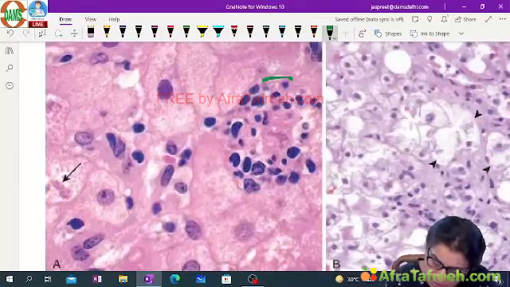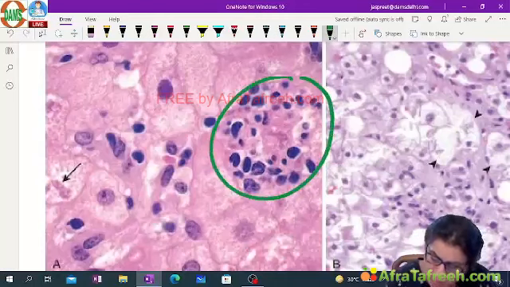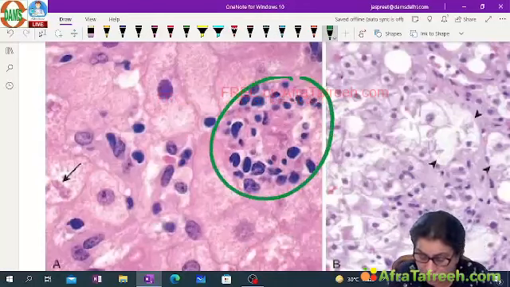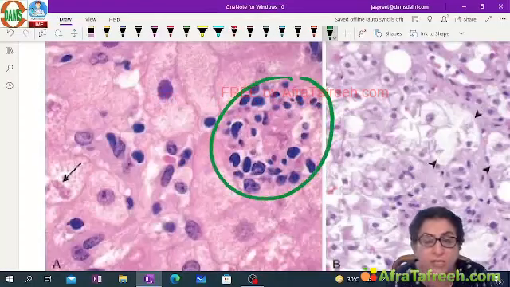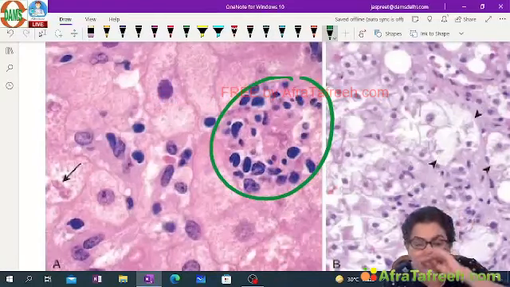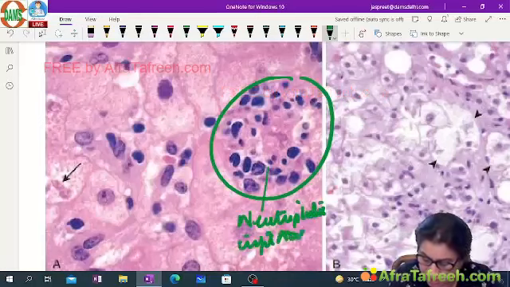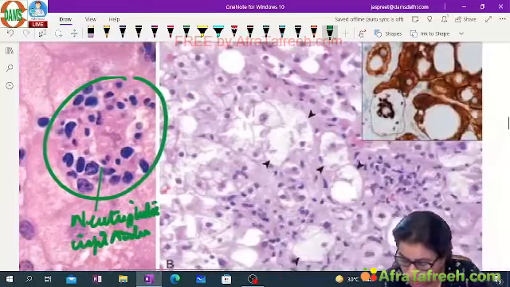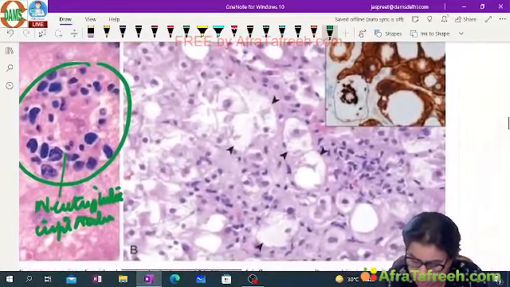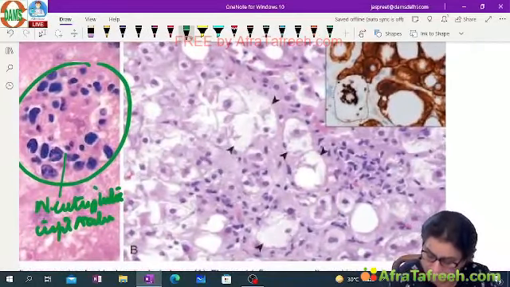Now look at this area. What is this? These are neutrophils. All these numerous dots that you are seeing are inflammatory cells. This is where a hepatocyte has undergone necrosis, and there is neutrophilic infiltration, which is seen in alcoholic hepatitis. Okay, second, look at this picture. Now in this picture, arrowheads are there. Look at the arrowheads.